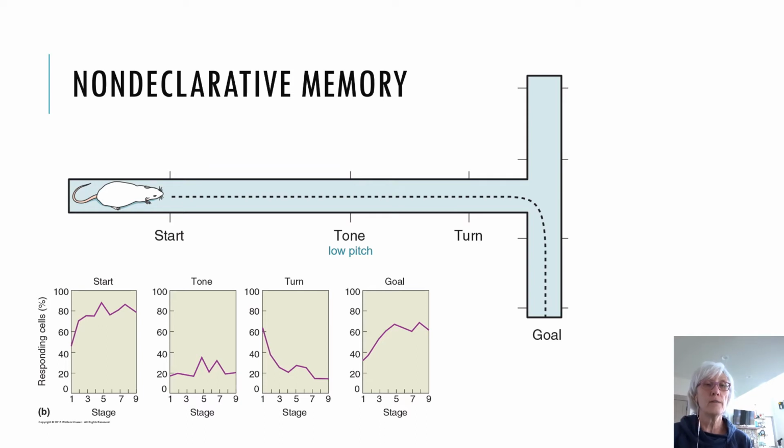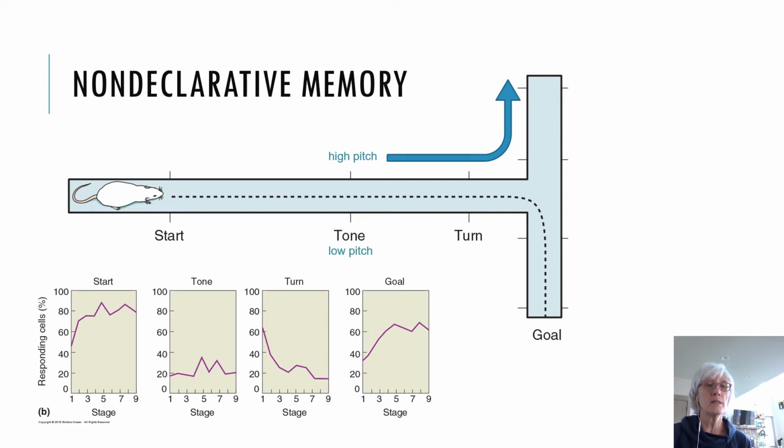Other studies have solidified that knowledge, and this is a T maze, and you see the mouse or rat on one side, and it is meant to turn either right or left at the end of the T. The way that it knows which direction to turn is that if a tone is played after the mouse starts running that is low in pitch, the mouse learns that it is supposed to turn right. However, if there is a high pitch sound, it knows that it is meant to turn the other way.